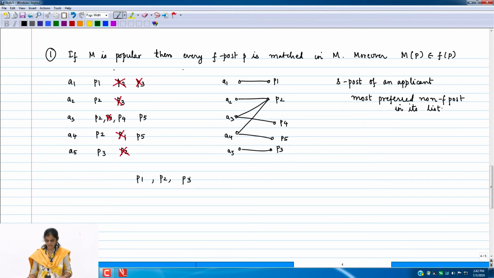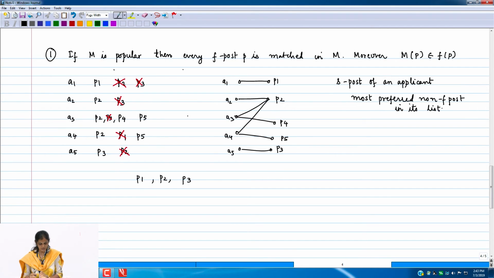Any other question? So will an S post always exist? No, right? This example itself shows. For example, A1 doesn't have an S post. A2 doesn't have an S post. A3 does have. A4 has an S post. A5 doesn't have. So we would like this S post to exist.